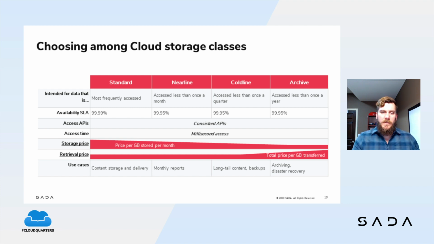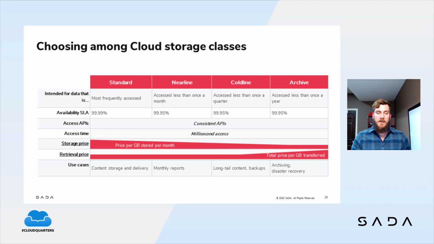Again, here's another chart for us to have a look at. Depending on what you're going to do, there's a consistent API all across here. Our availability SLA moves from 4 nines with the standard down to 99.95 with archive. Again, that's availability. We still have 11 nines of durability across the board. Essentially, that means that if you ever put anything in here, you're basically guaranteed to not lose it.